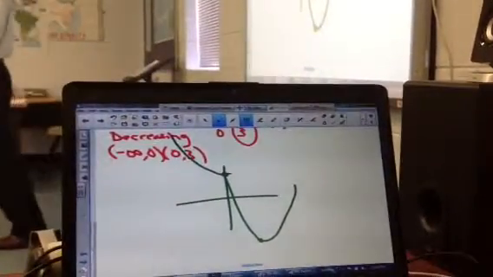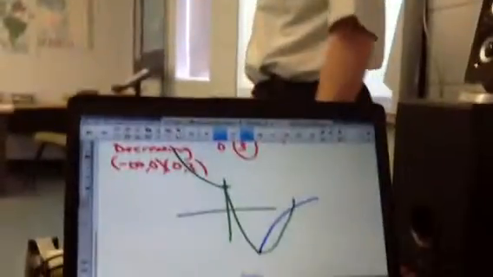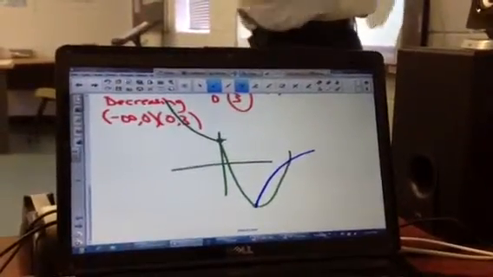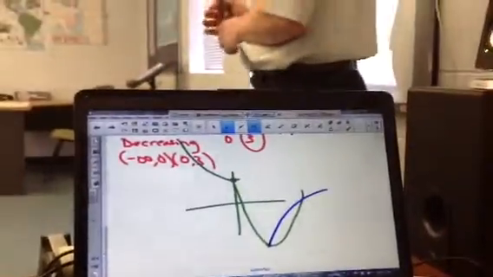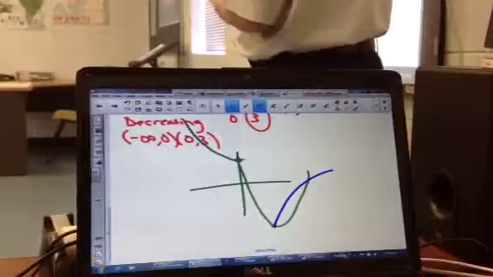But the question is, when we draw this increasing part, we could draw it like that, or we could draw it like this. Concave down or concave up. And we got to know which way this thing's going to go, and that's where the second derivative test comes in, to help us know which way it's going to go.